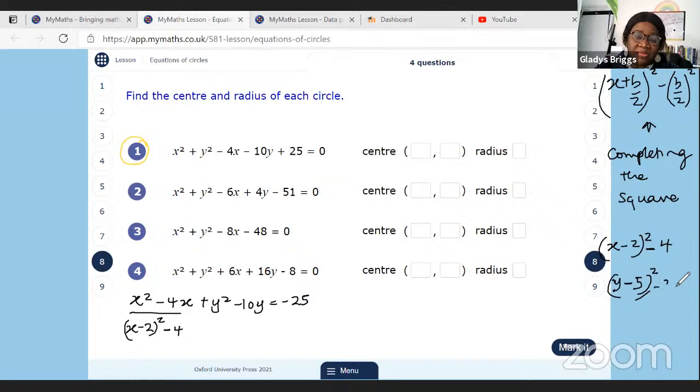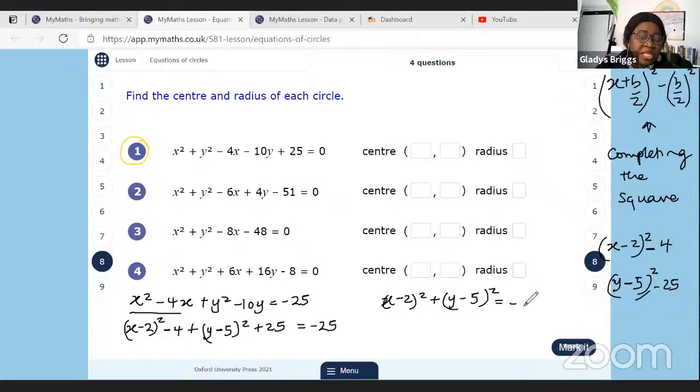Okay, minus 25. So we would have y minus 5 squared plus 25 is equal to negative 25. So then we'll have x minus 2 squared plus y minus 5 squared, is it minus 54, is equal to negative 25 minus 25 plus 4. Minus 50 plus 4 is what?